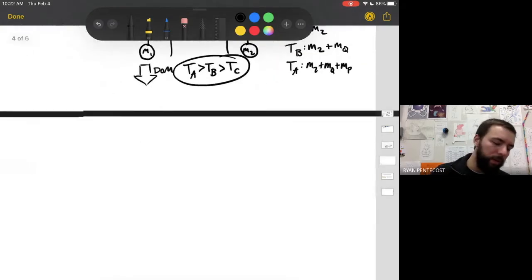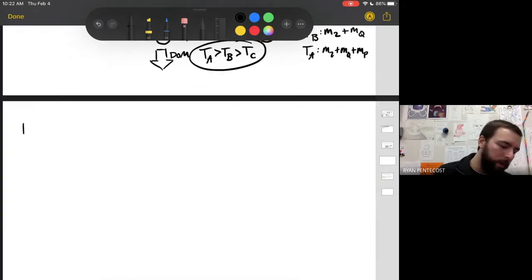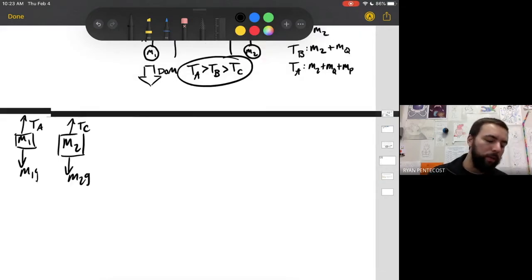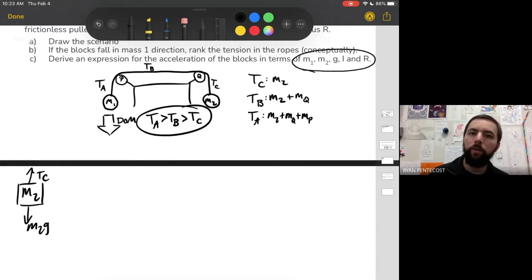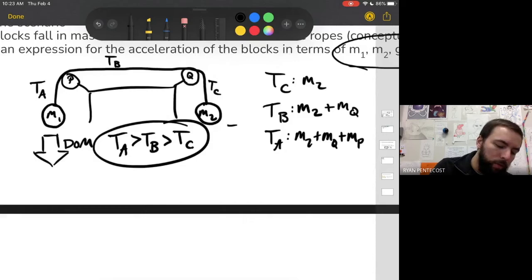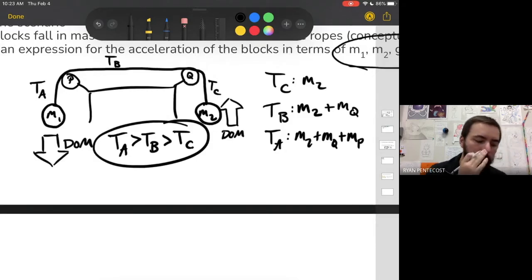Let's look at the free body diagram for M1. You've got M1G down, and tension A up. For M2, you've got M2G down and tension C pulling up. But you also have to look at the direction of motion, which determines what is positive. The direction of motion for M1 is down, but the direction of motion for M2 is up. And then the direction of motion for TB will be to the left.